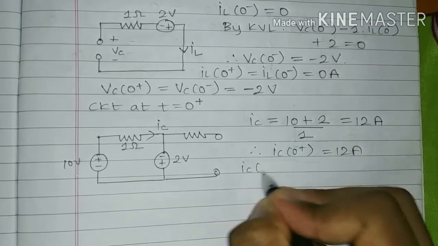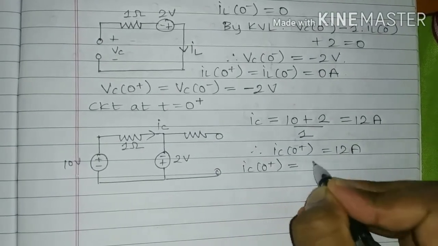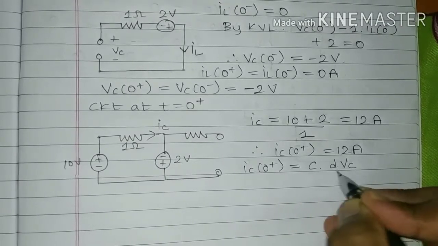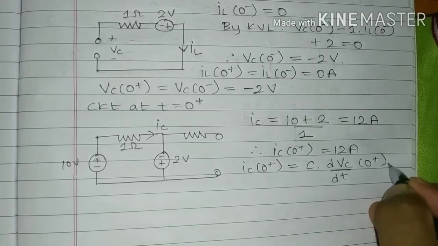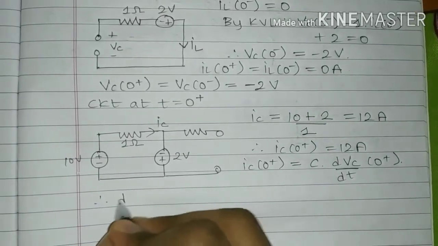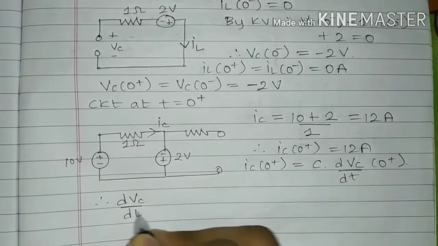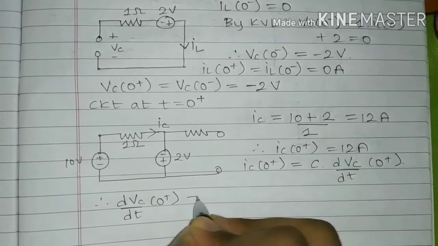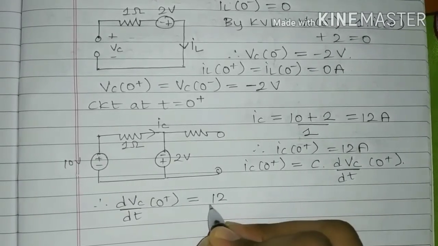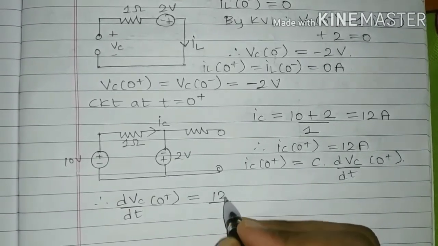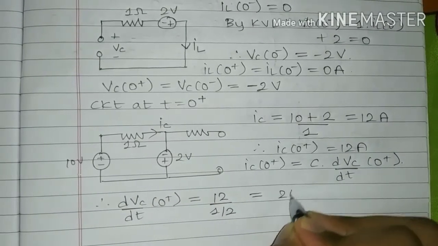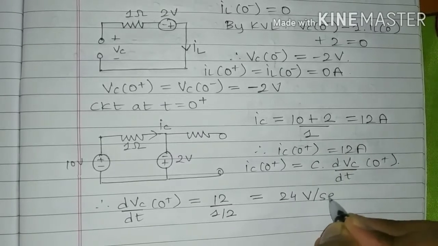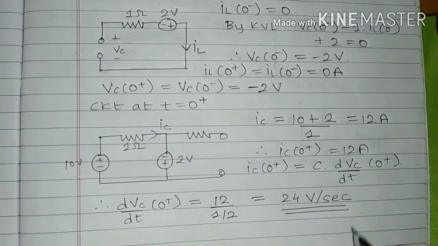Hence IC of 0 plus, since this is the circuit at t is equal to 0 plus, is equal to 12 ampere. But IC of 0 plus will be equal to C into dVc of 0 plus upon dt. Therefore dVc of 0 plus upon dt is equal to 12 upon C, which is 1 by 2, which is equal to 24 volts per second. Hence this is the correct answer.